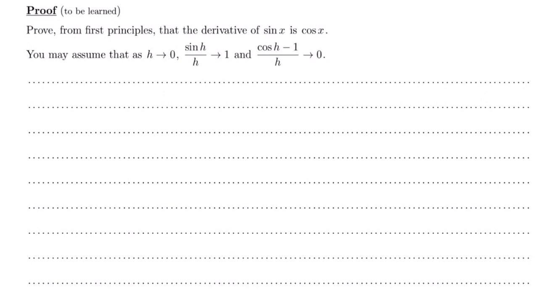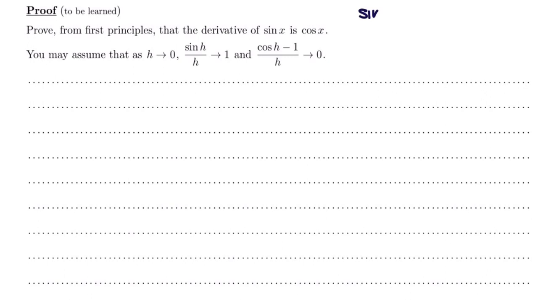So you can see what we've been given. We've been given that as h tends to 0, sine h over h tends to 1, and cos h minus 1 over h tends to 0. Now, those come from our small angle approximations. If you remember, when you did small angle approximations, they only work in radians.